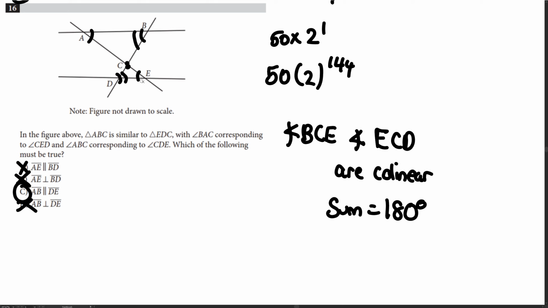We know that angle CED is equal to BAC. So there we have a pair of alternate interior angles, and as a result, we have parallel lines. And if you don't know what line I'm talking about, it's going to be AB right here, and DE.